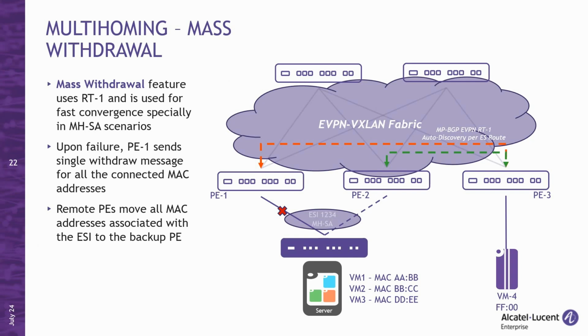If a link on an Ethernet segment fails, the attached PE withdraws the route for its connectivity to the ESI. The remote PEs then learn about the failure. Assuming we are using a single-active redundancy mode, the remote PE moves the next hop of each MAC address associated with that ESI to the backup VTEP. So there's no need to wait for each individual MAC route withdraw. In the slide above, when the link to PE1 fails, PE1 withdraws the EVPN route for its connectivity to ESI 1234. PE3 then moves the next hop of all the MAC addresses associated with ESI 1234 to PE2, the backup PE for ESI 1234.